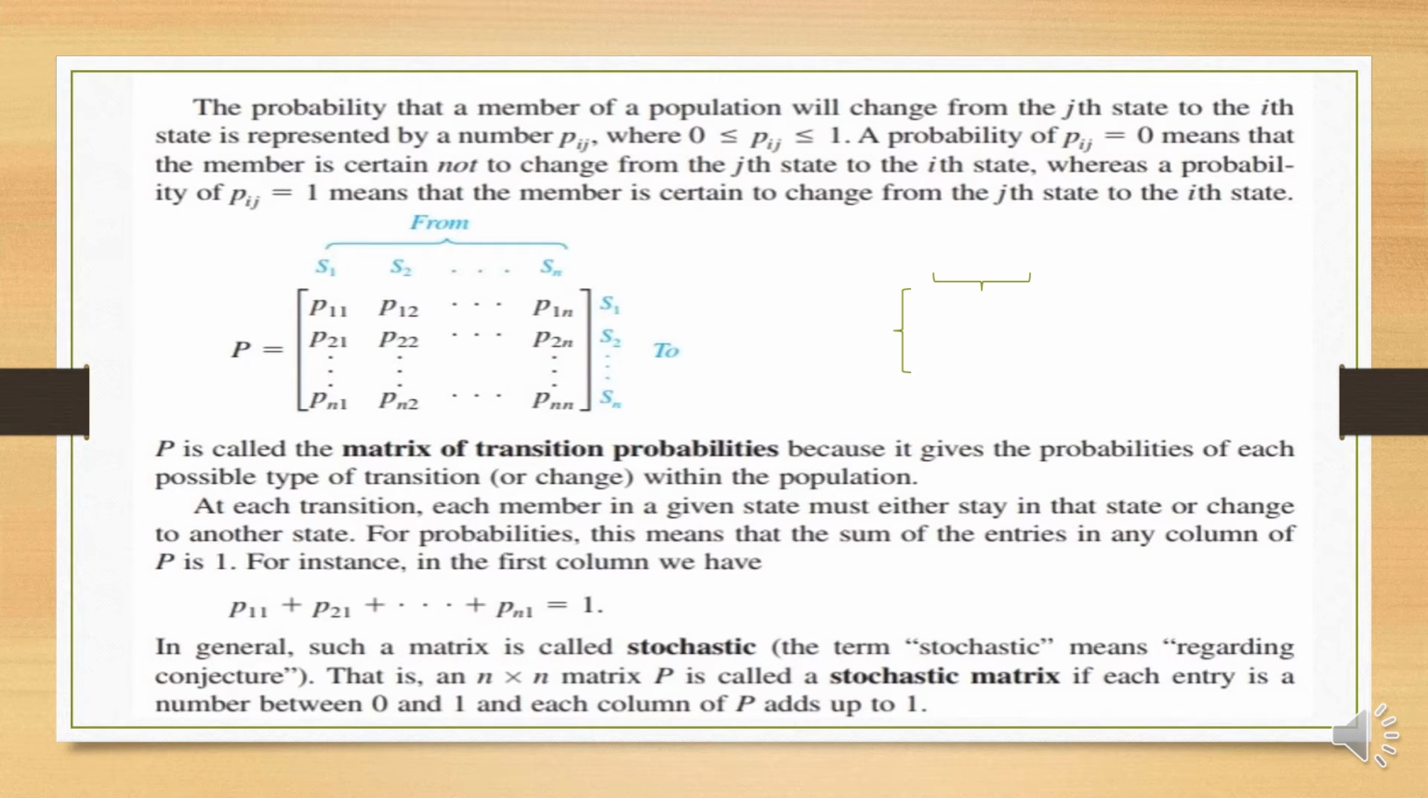This is the continuation of stochastic matrices. The probability that a member of a population will change from the jth state to the ith state is represented by a number, the probability P sub ij, and it satisfies all the rules of probability: it lies between 0 and 1. It can never exceed 1, it can never go below 0, and it can be fractional or decimal.